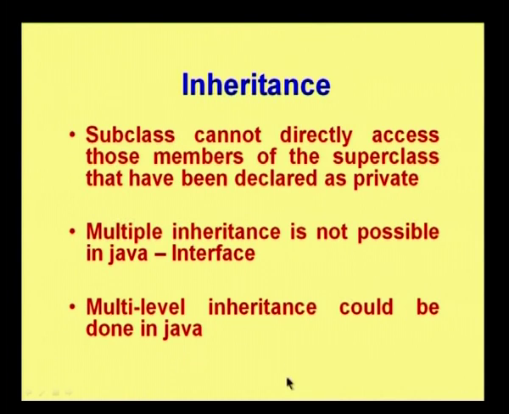Next, multi-level inheritance could be done in Java. Multi-level is nothing but, I have a base class, then I try to derive that. For example, employee, and then I am trying to derive a class called new employee. Again I can try to derive the new employee class with a few other variables and a few other methods. So, it means that multi-level inheritance is possible, whereas multiple inheritance is not possible.